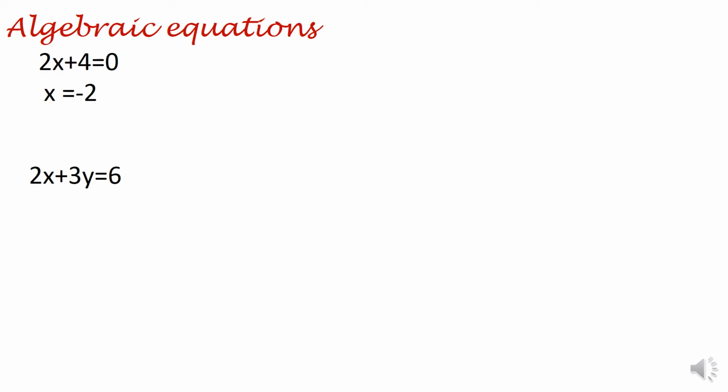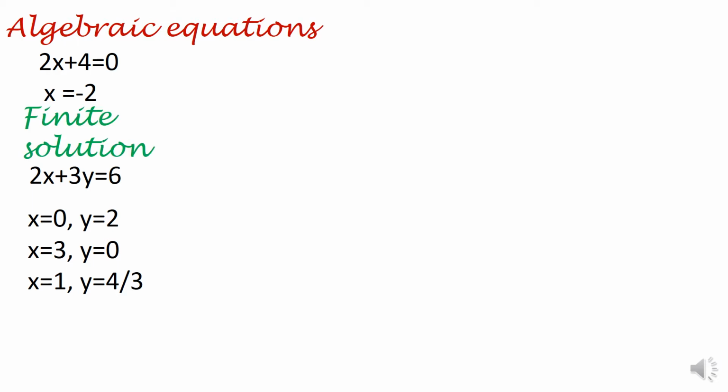Similarly, this is again an algebraic equation involving two variables x and y. What is the solution of this equation? It can be x as 0, y as 2. It can be x is equal to 3, y is equal to 0. It can be x is equal to 1, y is equal to 4 upon 3 and so on and so forth. Thus, there are many solutions for this particular equation. Thus, we can say that algebraic equations have either finite solutions or an infinite number of solutions.